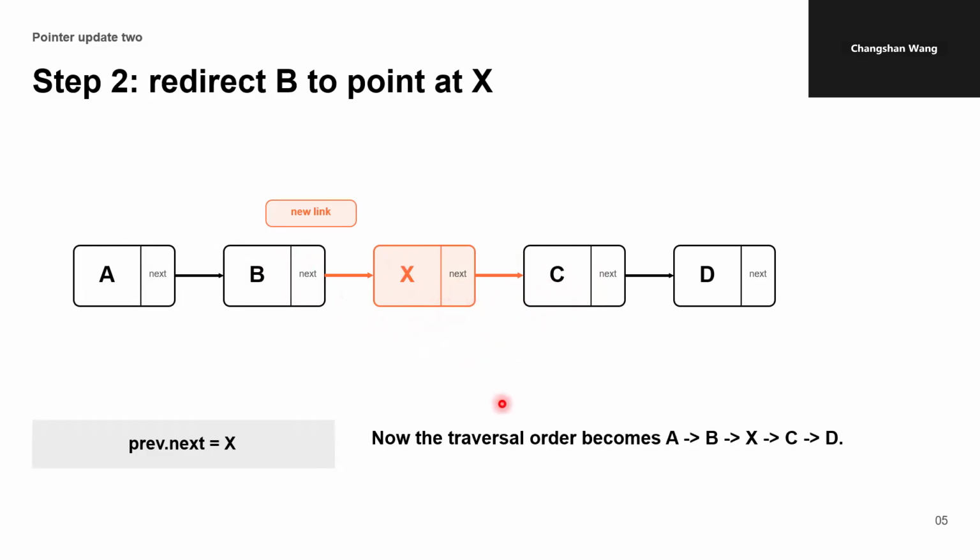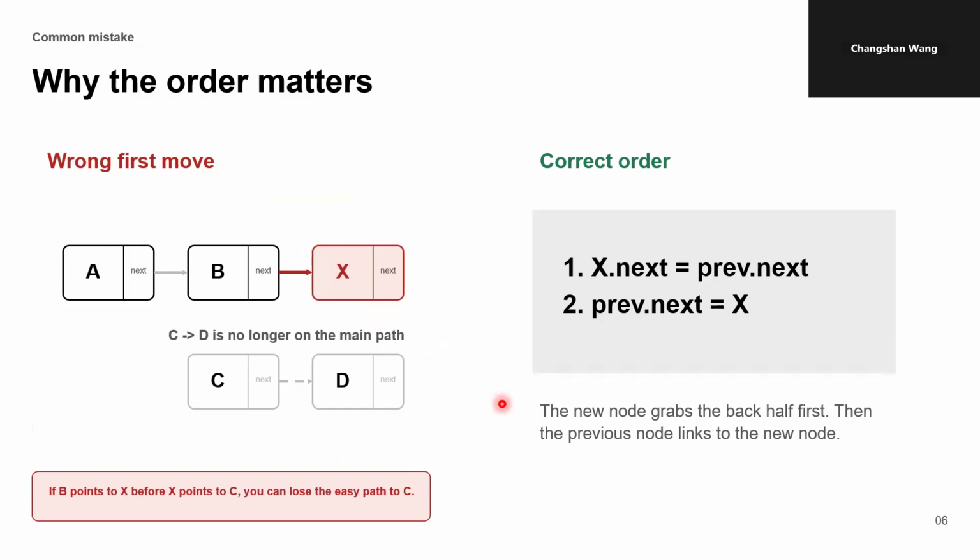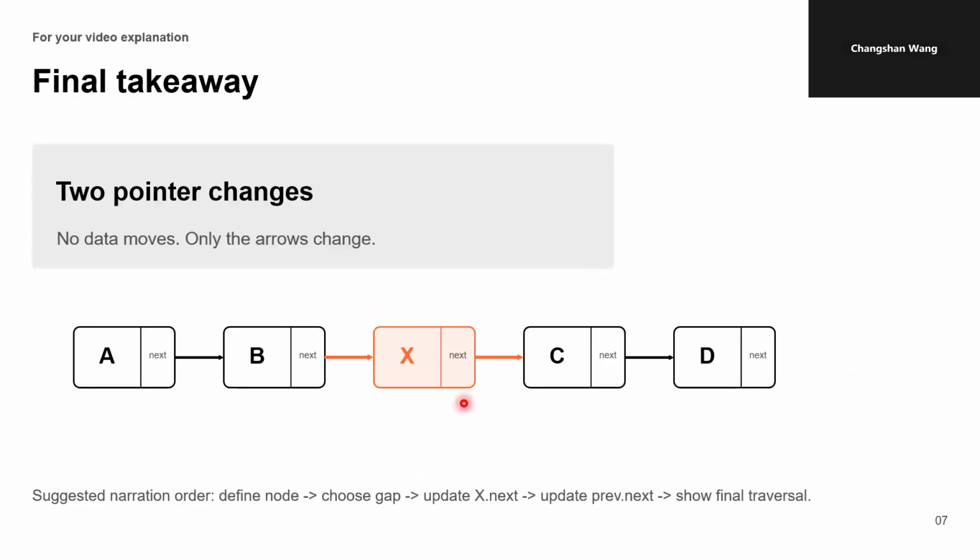So that is the wrong order of how to insert. I mean, that's the whole explanation of how to insert a new node in the middle of an existing linked list. Thank you.